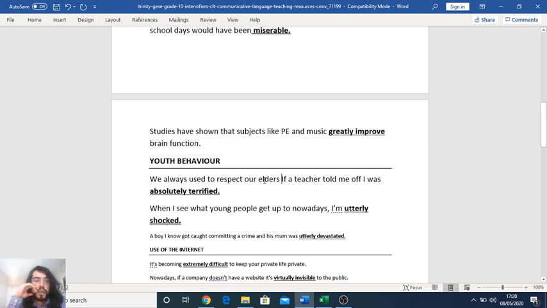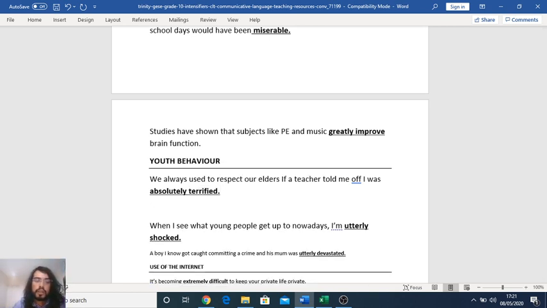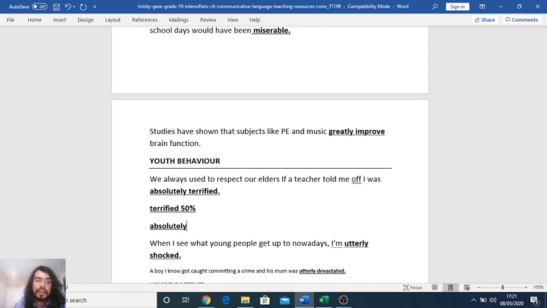So we always used to respect our elders. If a teacher told me off, I was absolutely terrified. So the word terrified just means you were very, very scared. That's what terrified means, right? You were scared, very scared. And absolutely is adding an extra quality to this. It is making it seem even more terrified. So let's say someone is terrified 50%, okay? Now, if they're absolutely terrified, you could say 100%, okay? That's one way of looking at it.